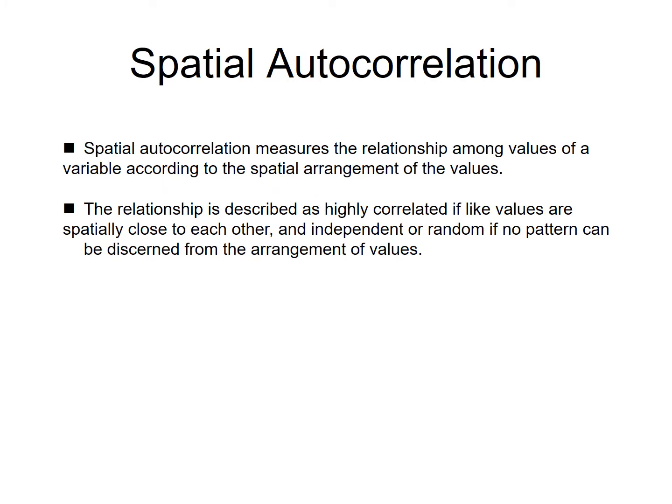Spatial autocorrelation is what we count on in GIS because it's the basis of predicting things in between known points and interpolation in general. Spatial autocorrelation measures the relationship among values of a variable according to the spatial arrangement of the values. The relationship is described as highly correlated if the values are spatially close to each other, and independent or random if no pattern can be discerned from the arranged values.